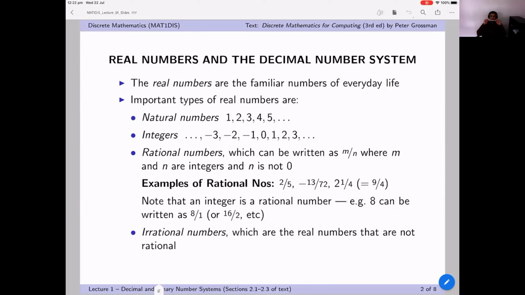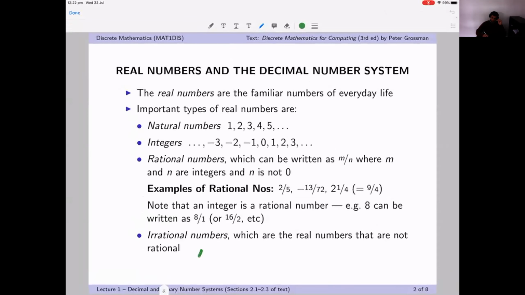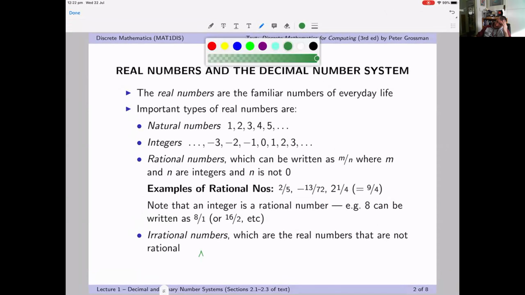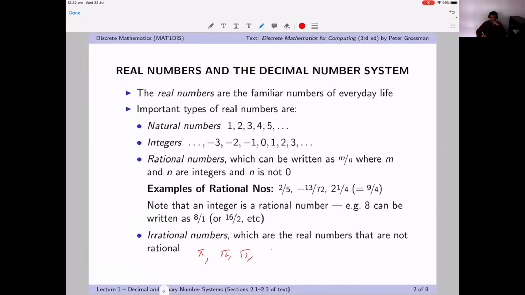Now, can you give me examples of irrational numbers? Pi. Wow, good. Any other? Well, in the next slide, you've got square roots. So I guess those: square root 2, square root 3. How about square root 4? Is that an irrational number? No, this is definitely not. Square root 5, and so on.